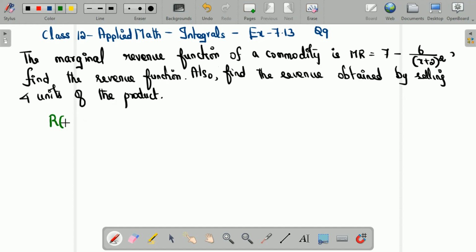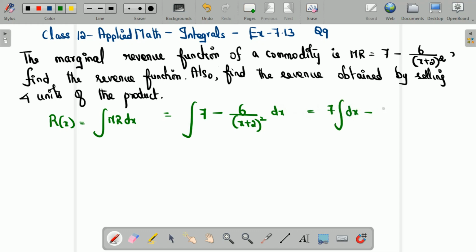So the revenue function R(x) is nothing but the integral of the marginal function. So let's perform the integration. This is the integral of 7 - 6/(x + 2)² dx. I can break this into two parts: the integral of 7 dx minus 6 times the integral of (x + 2)^(-2) dx.